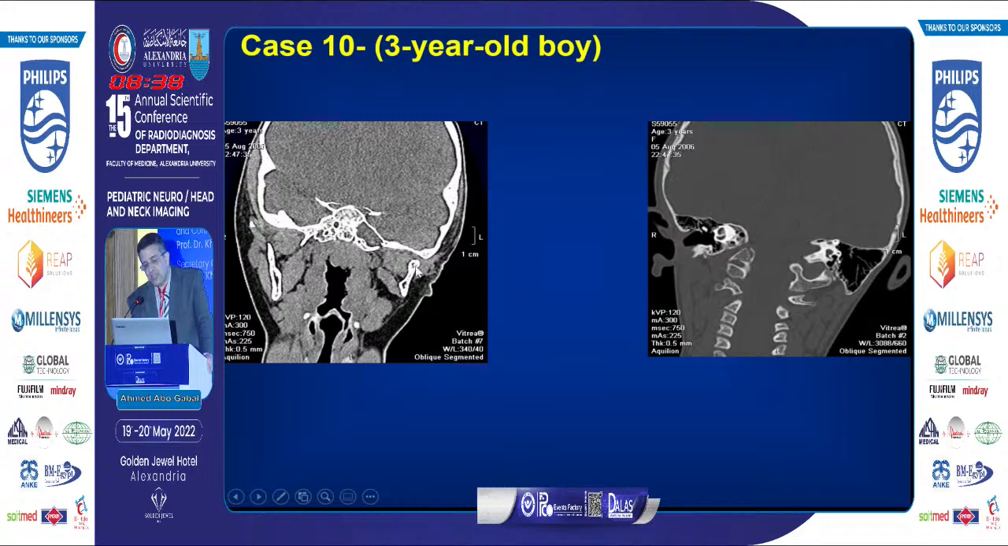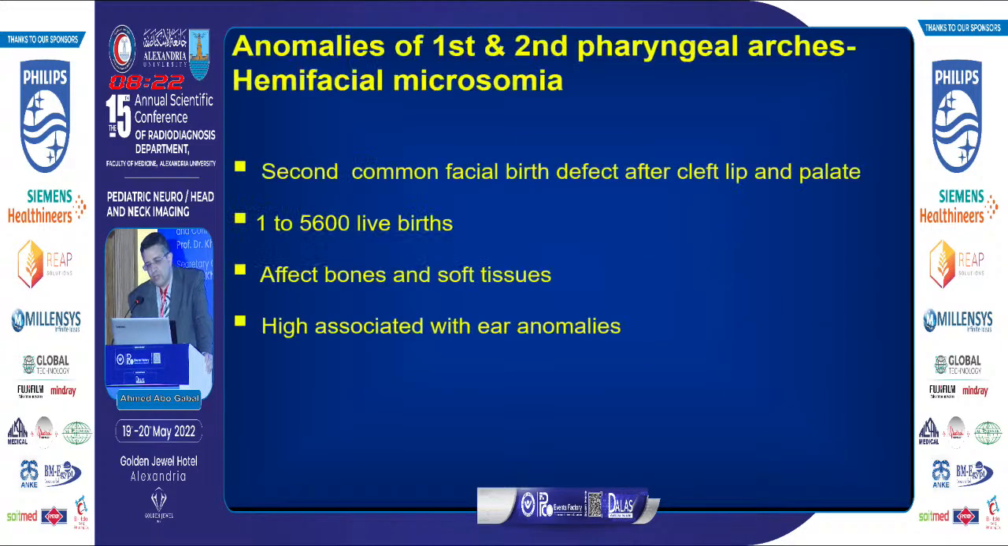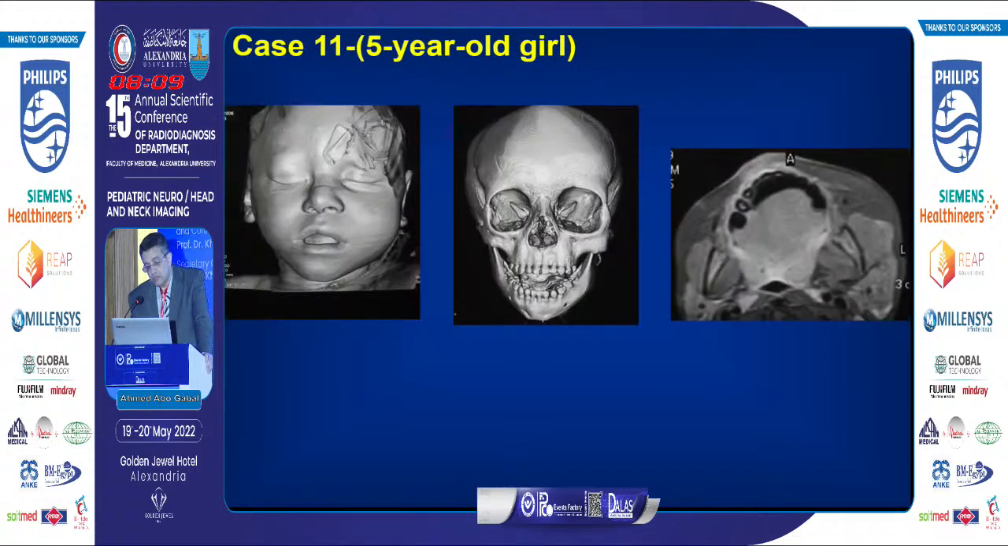So what we have is hemifacial microsomia, or atrophy on one side. Associated anomaly is atresia of the left external auditory canal. With these types of anomalies, we have to search for associated ear anomalies. So this is what we call hemifacial microsomia. It is the second most common facial birth defect after cleft lip and palate, 1 in 5,600 live births, affects bones and soft tissue, and is highly associated with ear anomalies.